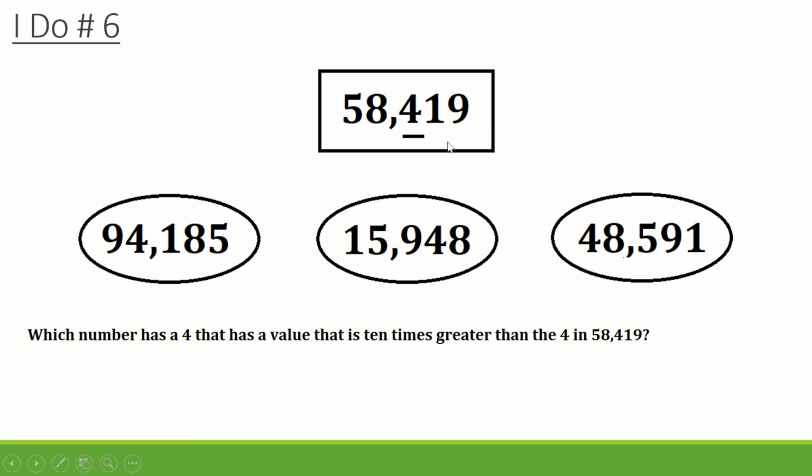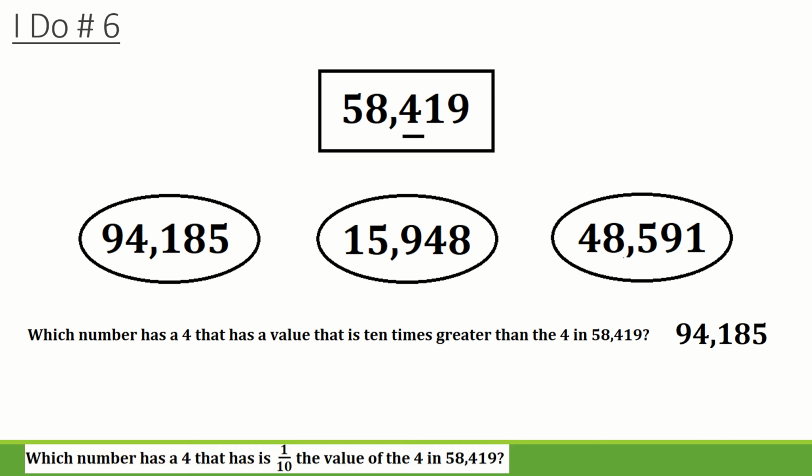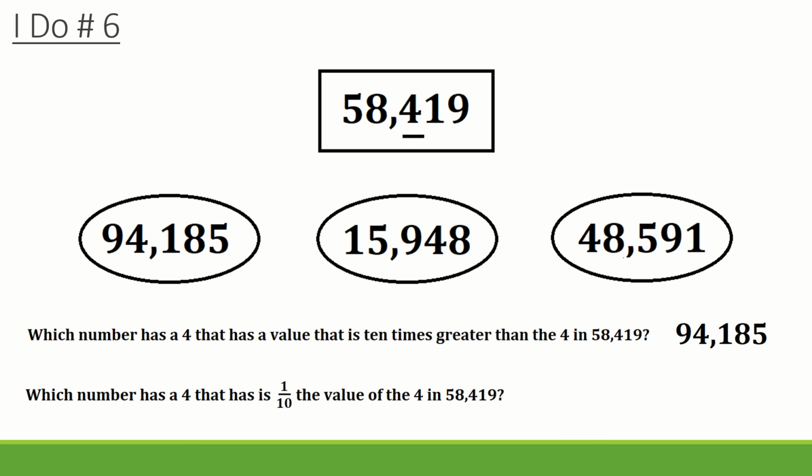All right, so which of these three numbers has a 4 that has a value that is 10 times greater than this 4? This 4 represents 400, so 400 times 10 gives me 4,000. So my correct answer is 94,185. And then I have this final question here.